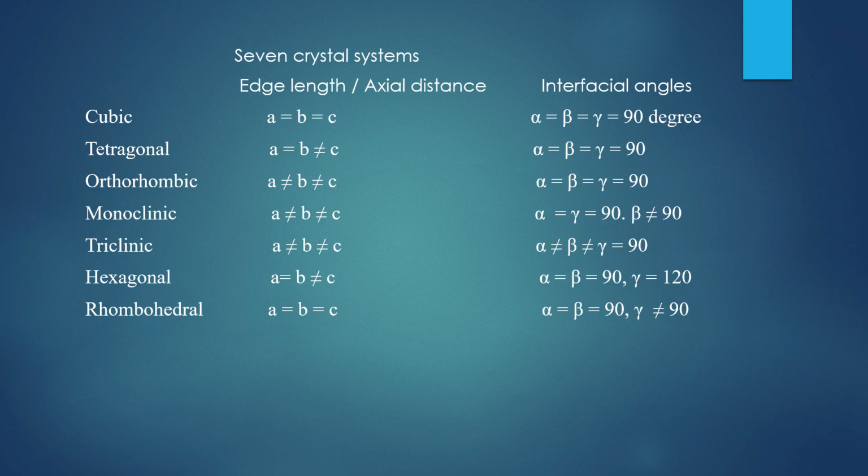Seventh one, rhombohedral or trigonal system. The axial distances are A equals B equals C. Interfacial angles are alpha equals beta equals gamma, not equal to 90 degrees. All sides are equal. All angles are equal but not 90 degrees.